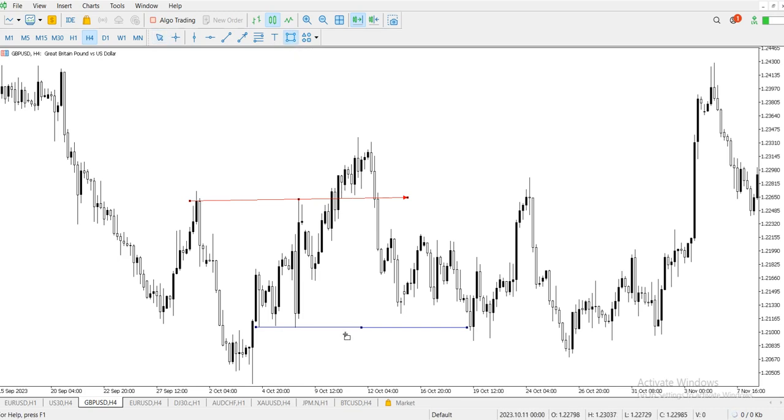After that has been done, you agree that there is still a little imbalance left after this move. There's a little imbalance left, just little, so that attracted price to fully rebalance. Then it tanked.